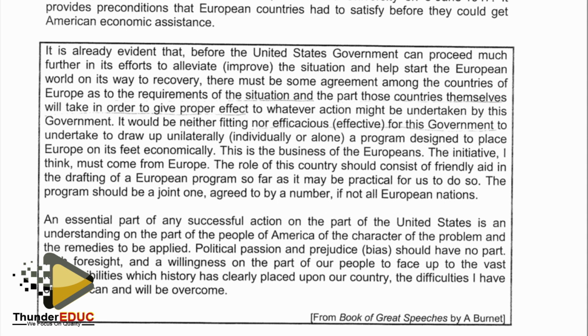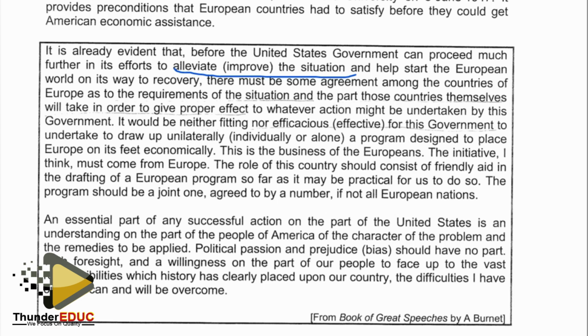Like if we check here, efforts to alleviate or improve the situation. The situation was bad for most of the European countries. They had gone through the damages of the Second World War. Now that they wanted to improve, there was no definite way for them to improve except accepting the aid from America, which came in the form of the Marshall Plan.